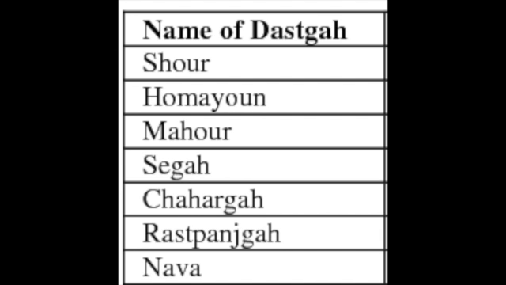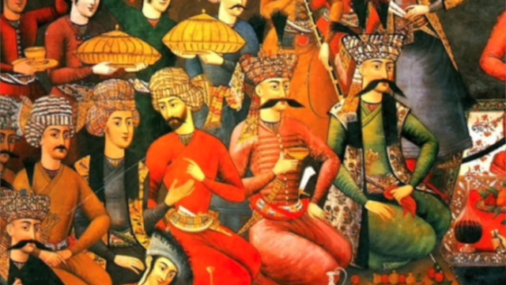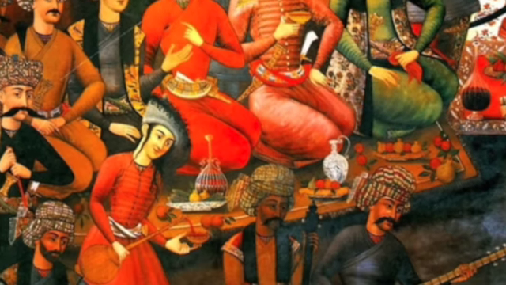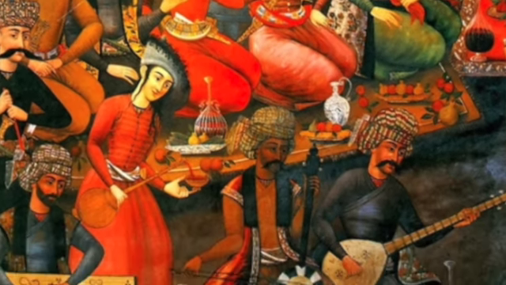Iranian or Persian classical music uses 7 modes or systems called dasgas, which are shur, mahur, homayon, nava, sega, shaharga, and rashpanjga. This classical music uses both composed, which is written down music, as well as improvised music, which requires musicians to create and ornament the music that they are going to play during their live performance. Let's take a listen.